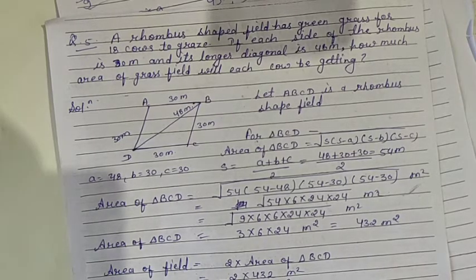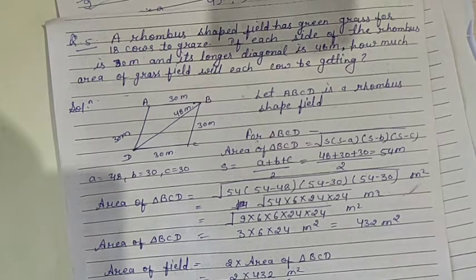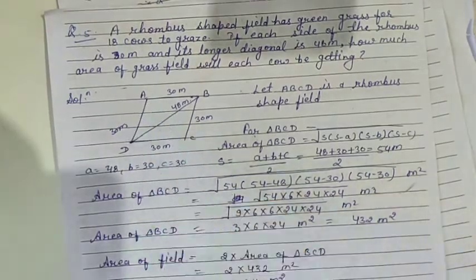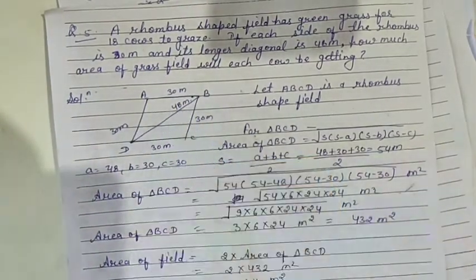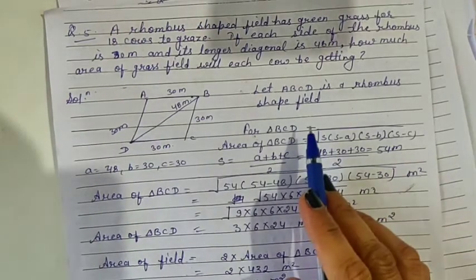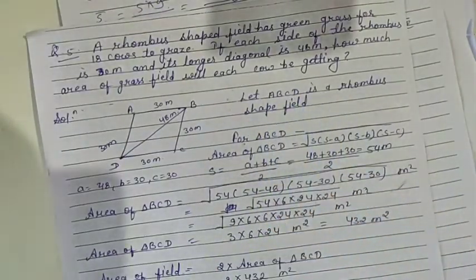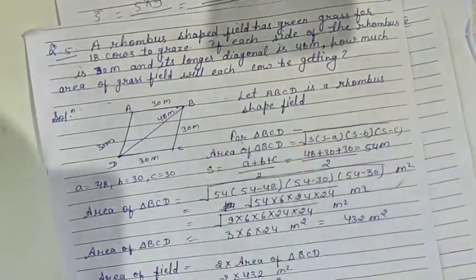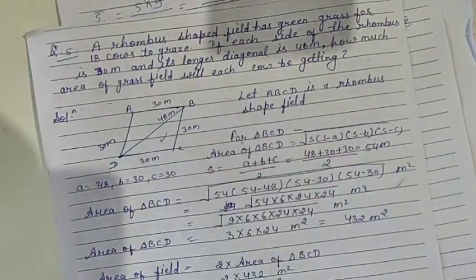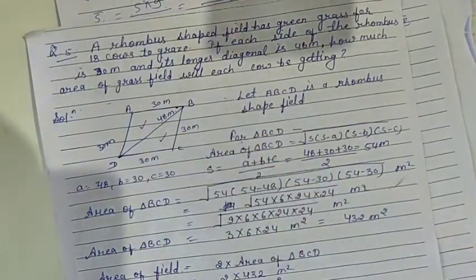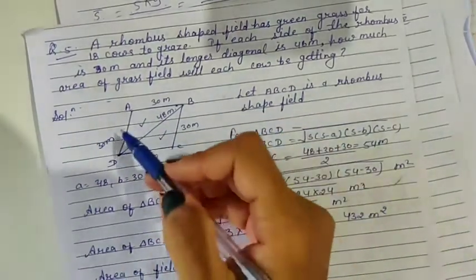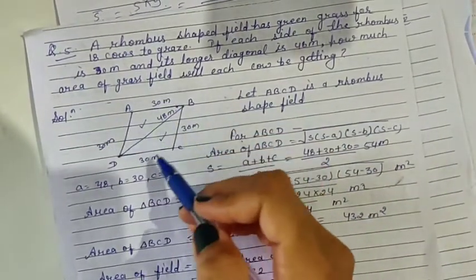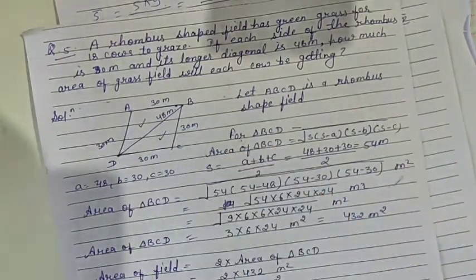So firstly we will find total area, and after finding total area we will find area for one cow to graze. So this is a rhombus shaped field and each side is 30 meter and its longer diagonal is 48 meter. Let ABCD be a rhombus shaped field. Firstly, to find its area, I will find area of this triangle and then area of this triangle. Students, this is a rhombus and each side is equal, 30 meter, and its diagonal is 48 meter.